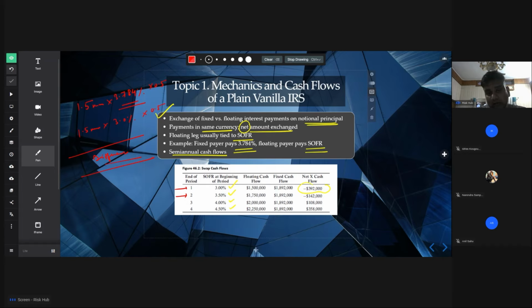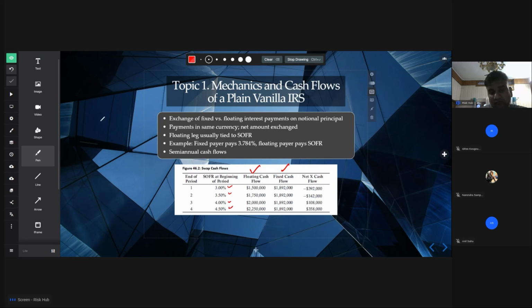Sorry, this is not 1.5 million, guys. This 1.5 million is the floating cash flow. I kind of missed out on that. Let me go back and write it again. Basically, this is the floating cash flow, and this is the fixed cash flow. The point here is that the floating cash flow is changing because the floating rate is changing, while the fixed cash flow is fixed.